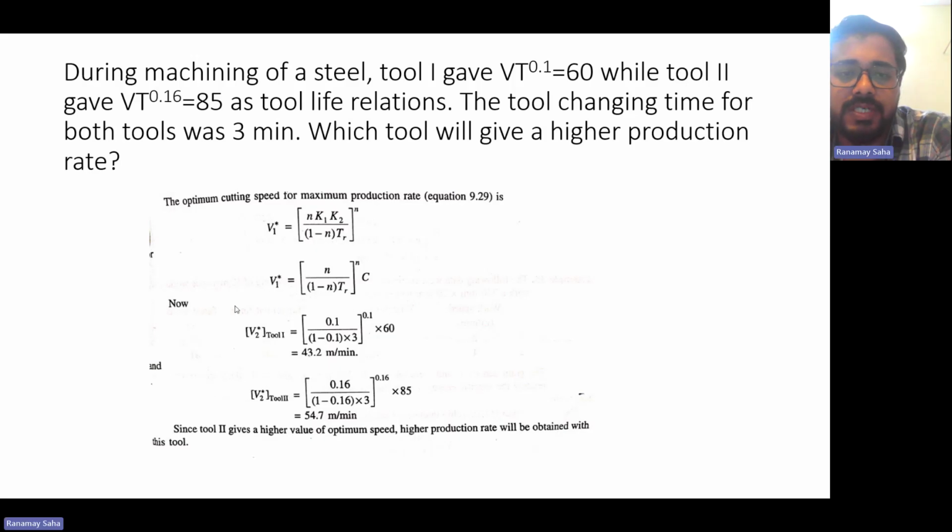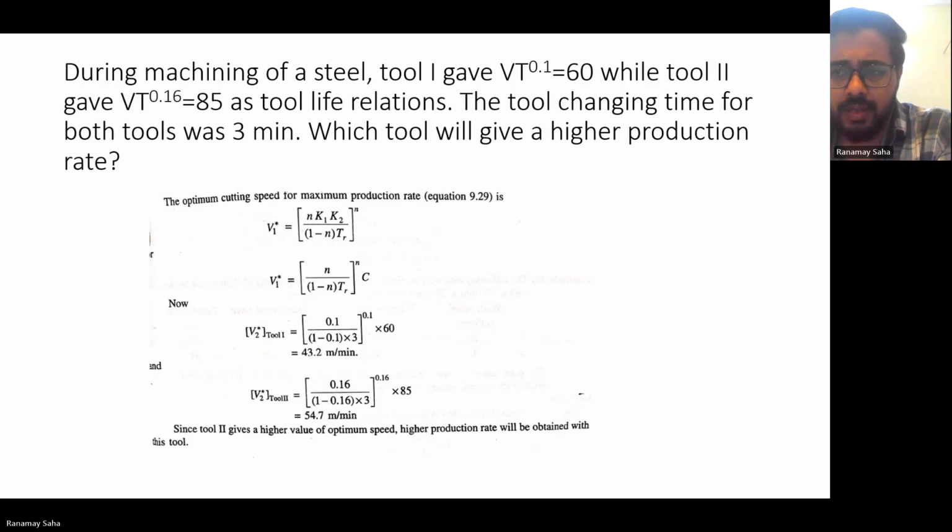So the net simplified equation becomes P star equal to C times (n upon 1 minus n) to the power n, multiplied with the changing time Tr and n. Just put the values for both tools. The first one n is 0.1, the second one is 0.16, and C is 60 for the first tool, 85 for the second tool. Putting in values, you can see that this tool gives the higher optimum speed, and hence higher production rate will be obtained with this tool.